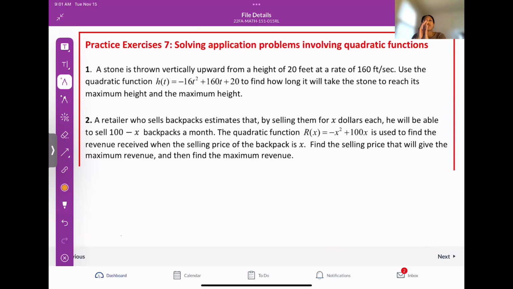One common one that you see is if you have an object that's falling that can be modeled with a quadratic function, or something being thrown in the air and you want to know the height, or like a baseball is hit and you want to know the height or travel the path. Those are all things that can be modeled with quadratic functions. Here, for part 1, it says a stone is thrown vertically upward from a height of 20 feet at a rate of 160 feet per second. Use the quadratic function h of t equals negative 16t squared plus 160t plus 20 to find how long it will take the stone to reach its maximum height. And what is the maximum height?